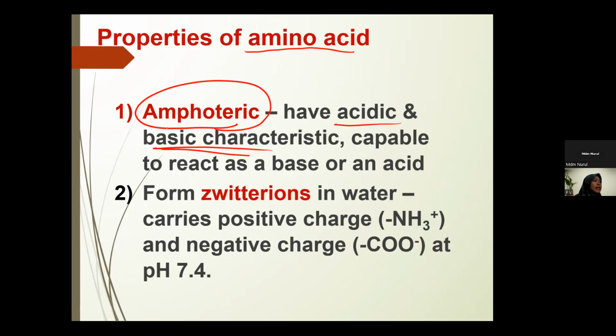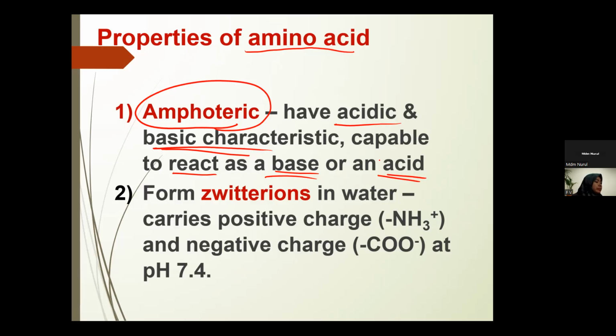Yang tadi you tengok, dia ada yang bercharge negatif, ada yang bercharge positif. So due to that, they can react sebagai alkali ataupun acid. Base means alkali lah. Right? Okay, so the first characteristic is amino acid can be amphoteric.